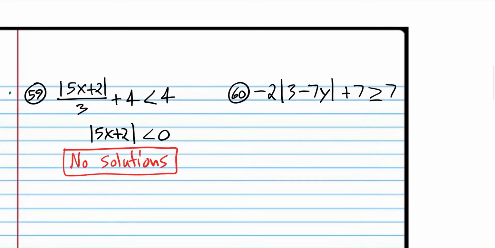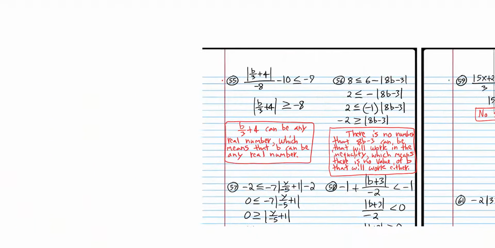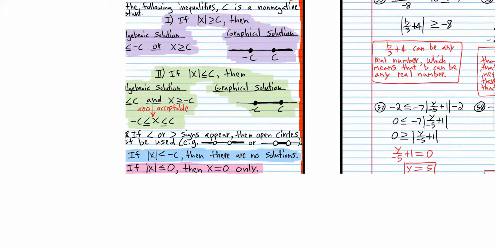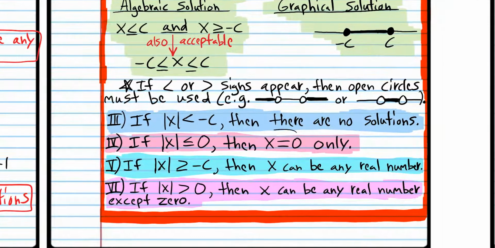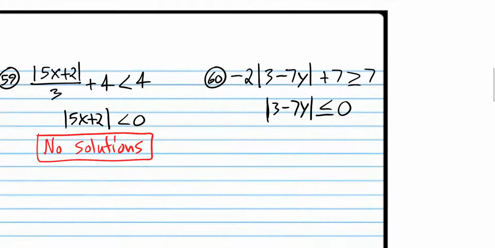All right, we're back. Subtract 7 from both sides. Divide both sides by -2. And we're going to have to flip that inequality. So now, is there anything that we can plug in there that would make it less than 0? Well, there's only one value that it can possibly be. When an absolute value is less than or equal to 0, then the inside part, inside the absolute value, can only be 0. So 3 minus 7y can only be 0.